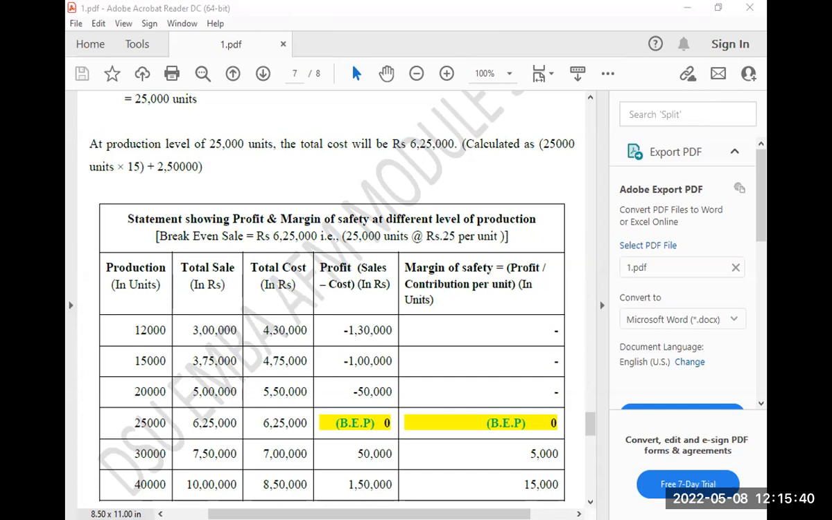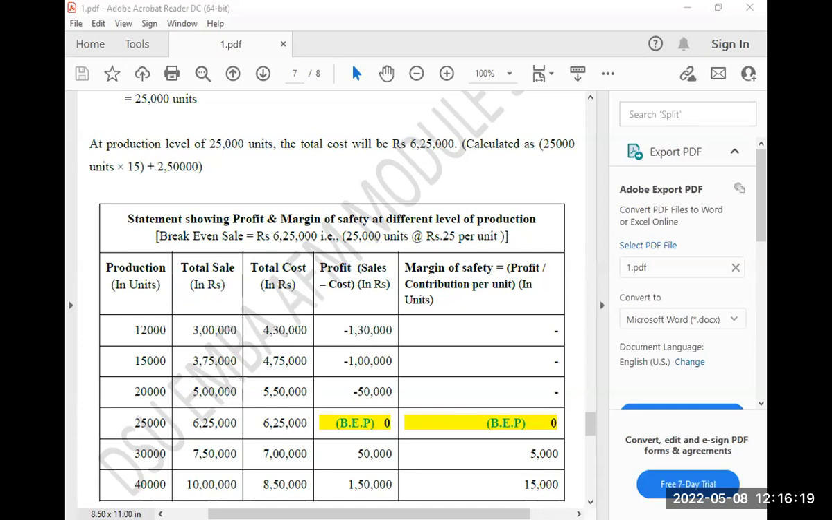Can anyone tell me what is the variable cost in this question before we write down anything? Three data are given to you: 90,000, 3 lakhs, and 60,000. How did you get it? Profit plus fixed cost is equal to contribution. Sales minus contribution is equal to variable cost. In that way, how much should it be?